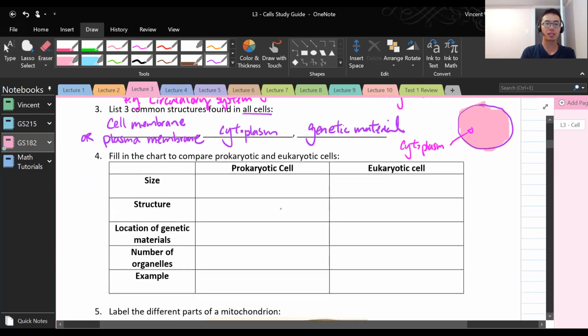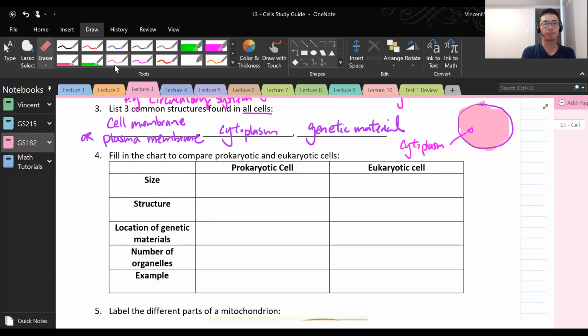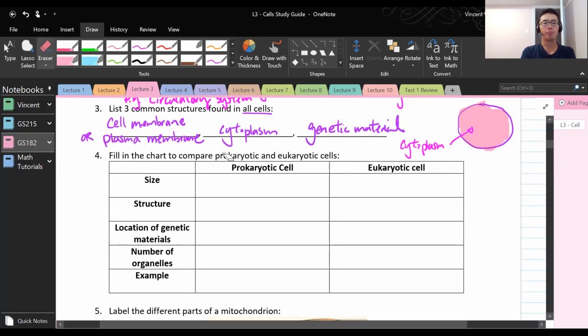Now, there are two kinds of cells in general that we categorize cells in. We have the prokaryotes, or prokaryotic cells. Okay, prokaryotes or prokaryotic cells. These are more primitive types of cells, and in the theory of evolution, prokaryotic cells would have evolved before the eukaryotic cells. These are the more complicated ones.